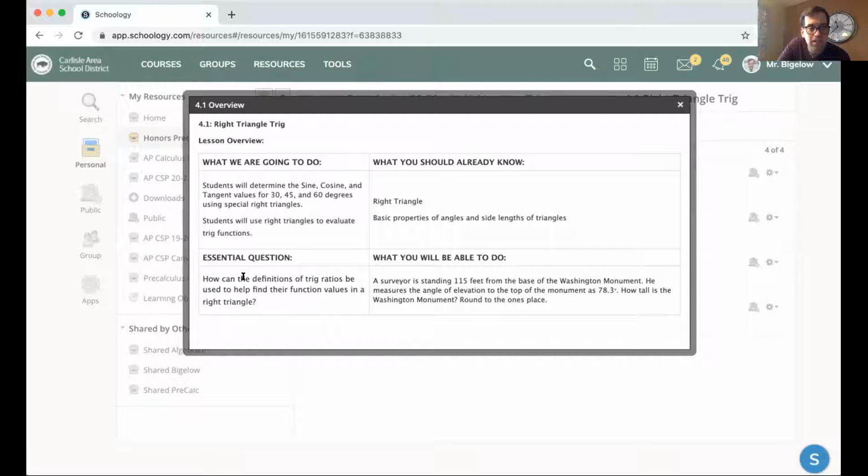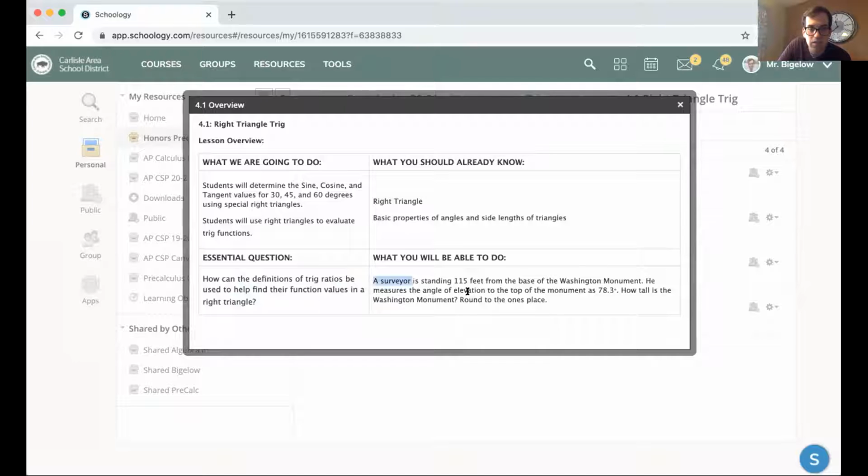The essential question is, how can the definitions of trig ratios be used to help find their function values in a right triangle? You should already know what a right triangle is, right? It's a triangle with a 90-degree angle. And you should know basic properties of angles and side lengths of triangles. For example, a right triangle has one 90-degree angle. The three angles add up to 180 degrees. And the side lengths follow the pattern a squared plus b squared equals c squared, if c is the hypotenuse.